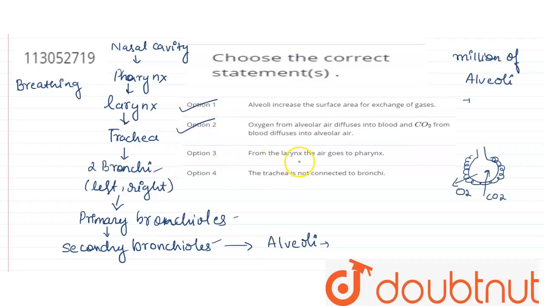Option number 3, from the larynx the air goes into pharynx. The statement is wrong because the air is traveling from pharynx to larynx. Option number 4, the trachea is not connected to bronchi. This option is also not correct because trachea divides into two bronchi. So here we can say that option number 1 and option number 2 are the correct statements.